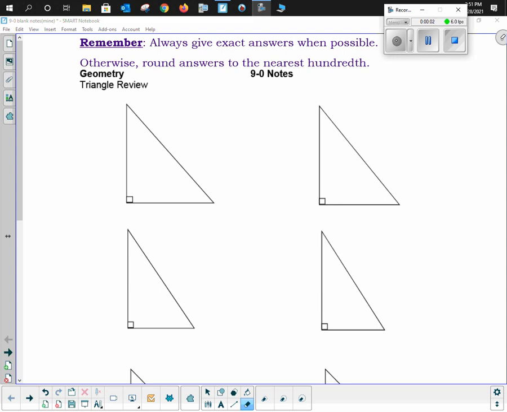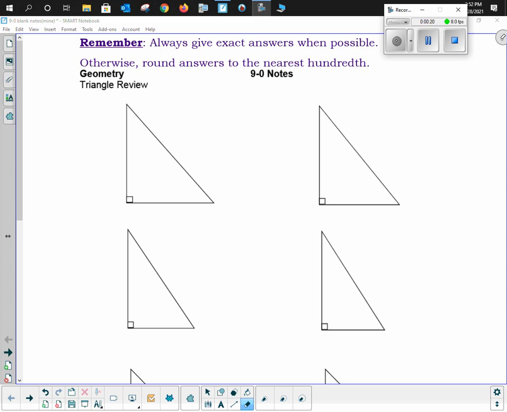All right, in 9-0 notes, we're going to go back and do a bunch of triangle review because we've got to have this stuff down, guys. That triangle stuff is not going away for the entire year, okay? So let's go back and make sure that we've got this down. Go ahead and write those directions down for yourself. Remember the directions we've done over and over.